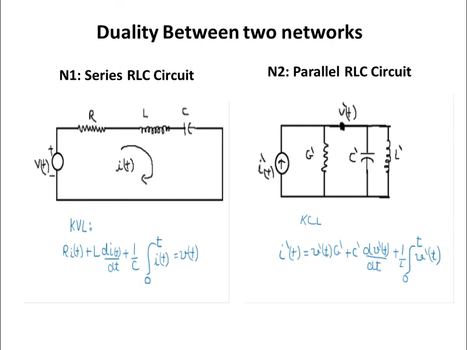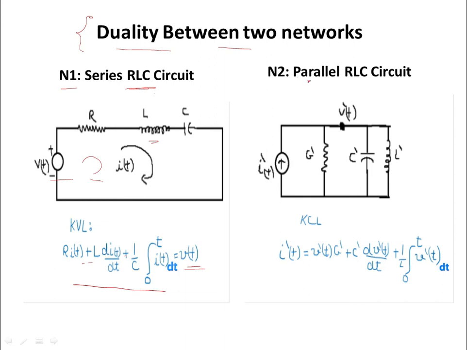Now there is one small topic left, which is the duality between the two networks. So we'll understand how to draw the dual network. See, here we have this network N1, which is a series RLC circuit. So we'll apply KVL here. Then R i(t) plus L di/dt, because this is an inductor, plus 1 upon C integration of i(t) dt is equal to v(t). This is when we apply KVL here.